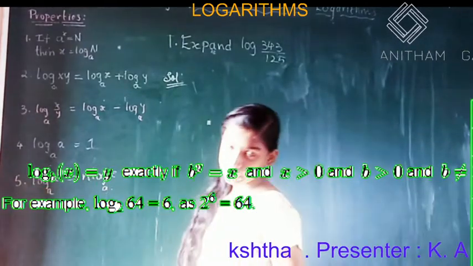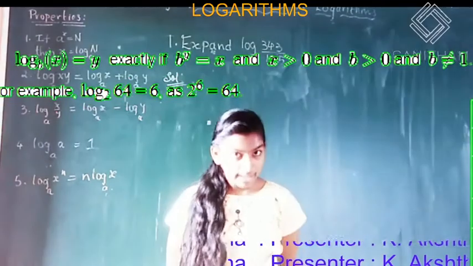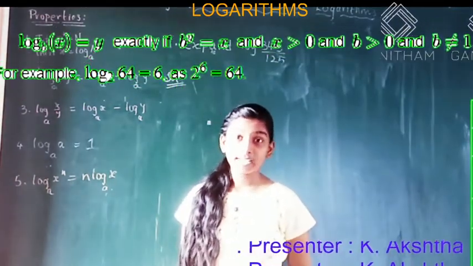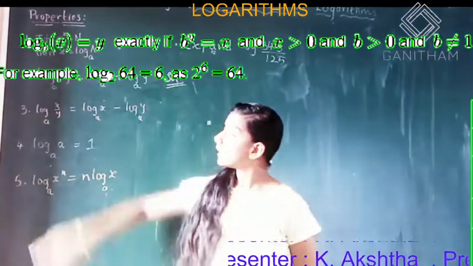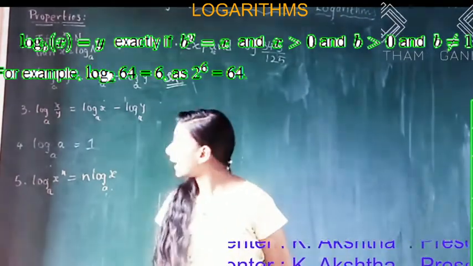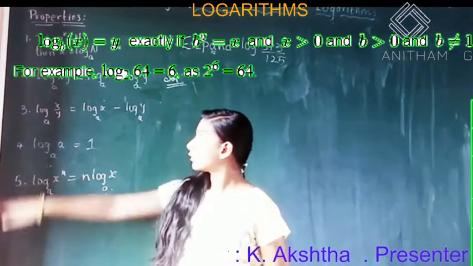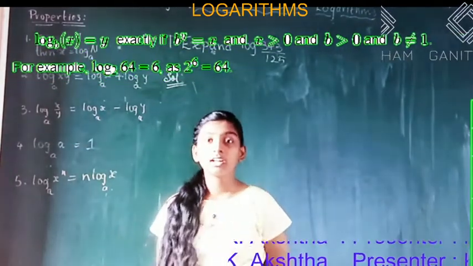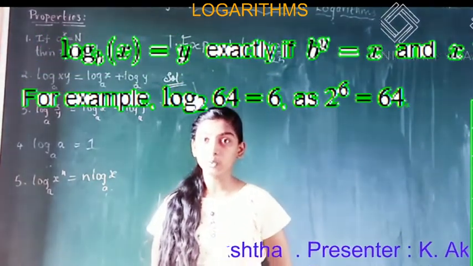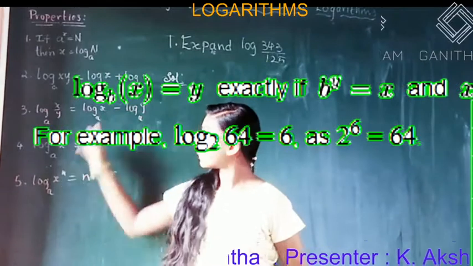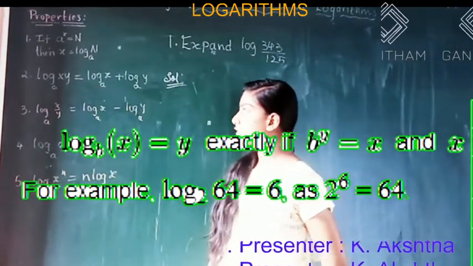The first property is that if a power x is equal to n, then x is equal to log n to the base a. So that is the first formula. The second formula is that log xy to the base a is equal to log x base a plus log y base a. So this is the second formula.